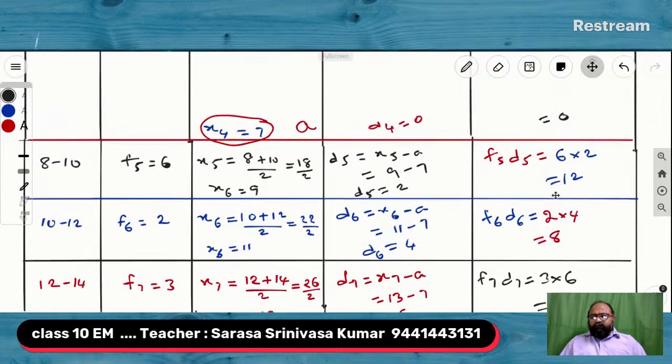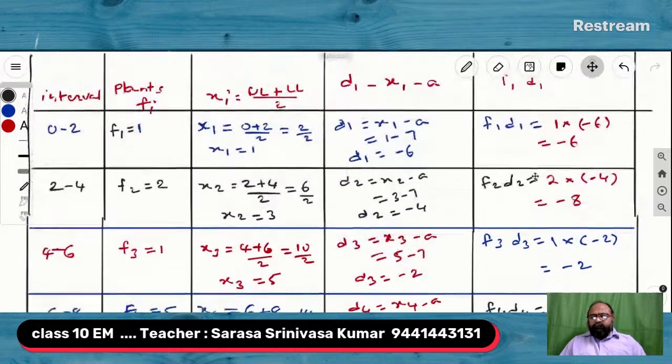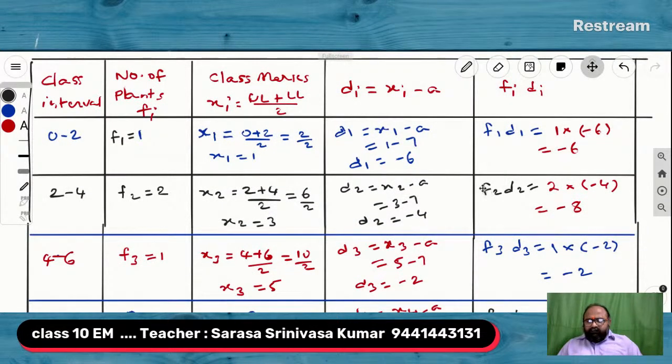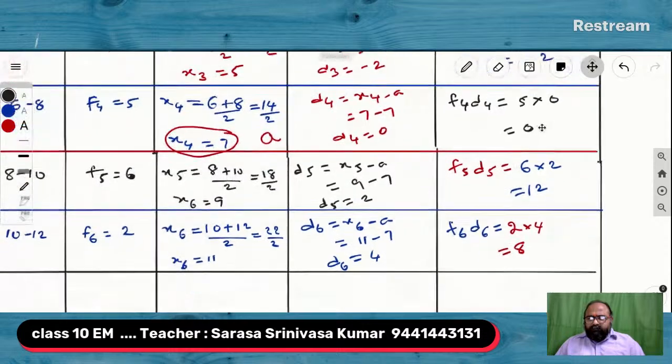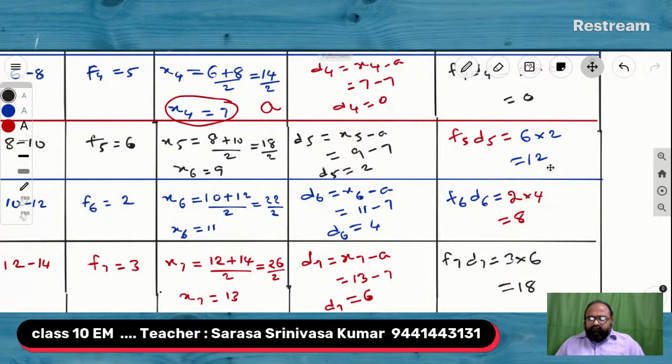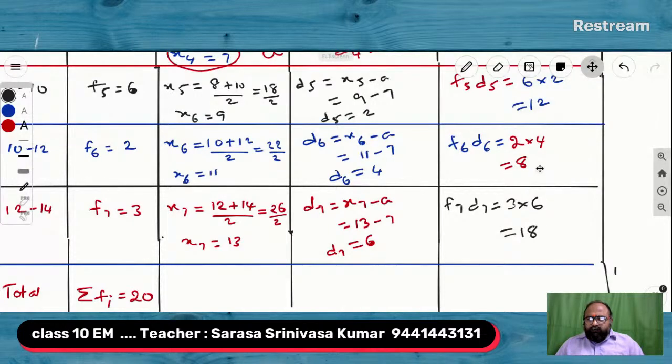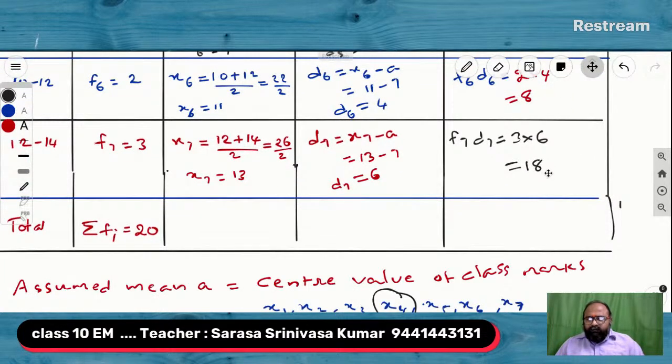Now let us check all these values. So first one is minus 6, next minus 8, minus 6 minus 8 is minus 14, minus 14 minus 2 is minus 16, minus 16 plus 0 is minus 16, minus 16 plus 12 is minus 4, minus 4 plus 8 is 4, 4 plus 18 is 22. So sigma fi di is equal to 22.